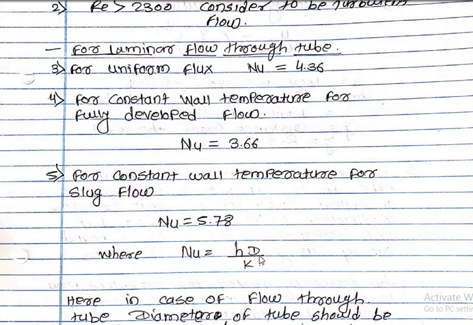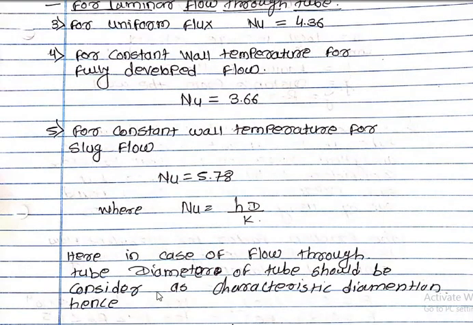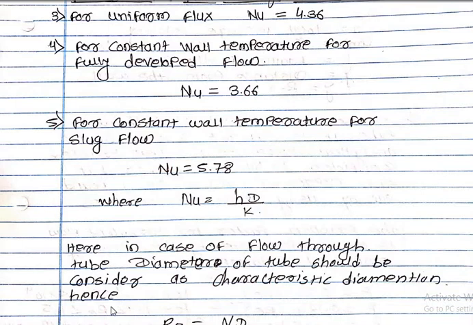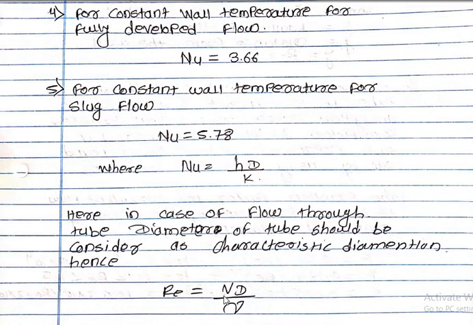So in case of a flow through a tube, the diameter of the tube will be considered as a hydraulic diameter or the characteristic dimension of that particular geometry. So here in case of a flow through a tube, the diameter of the tube should be considered as the characteristic dimension. Hence the Reynolds number also we have to consider as velocity multiplied by diameter divided by kinematic viscosity.